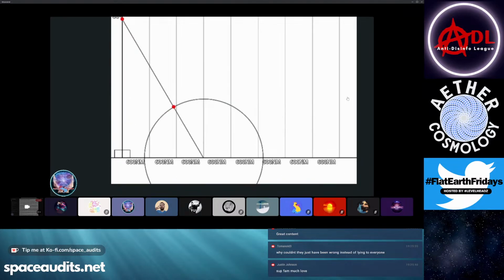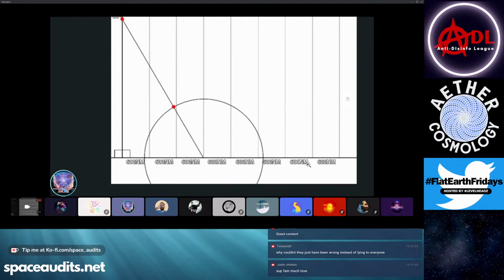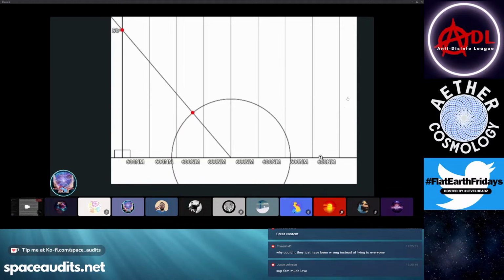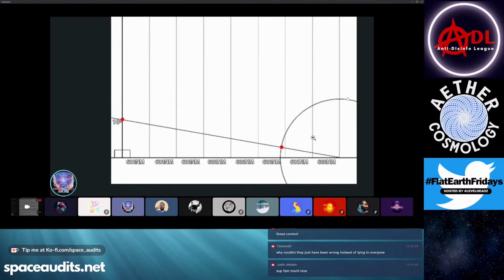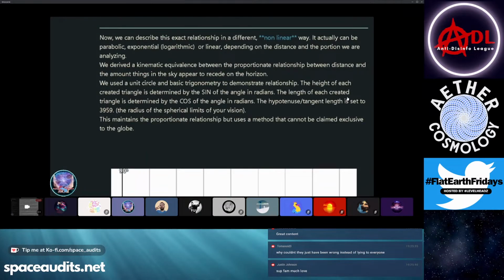This is what our math is doing when we're moving from the Polaris to the equator. We're approximating it. This is a grouping of 10 latitudes at a time to show you the difference, but essentially we're doing this all the way through at every step of the way. So essentially we're going to say that it's non-linear, right? It could be parabolic, exponential, linear, logarithmic, depending on the distance and the portion that you're analyzing.